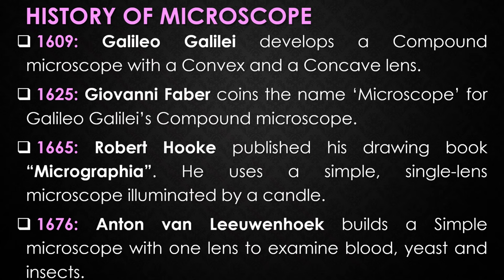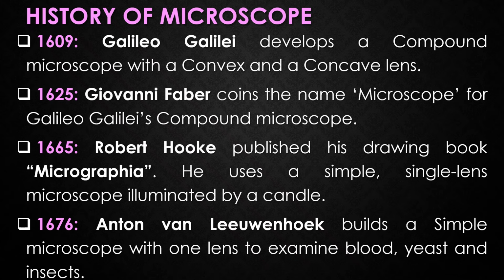In the year 1609, Galileo Galilei developed a compound microscope with a convex lens and a concave lens. Next, in 1625, Giovanni Faber coined the name microscope for Galileo Galilei's compound microscope. Next, in 1665, the English physicist Robert Hooke published his drawing book entitled Micrographia. The book was filled with drawings of hairs on a needle and the honeycomb structure of cork. He also used a simple single lens microscope which was illuminated by a candle. Robert Hooke was the first person who used the word cell when describing living organisms.